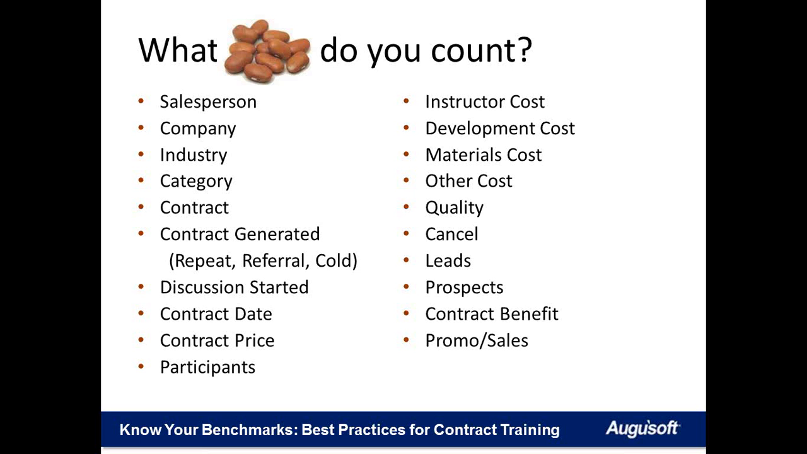When the contract actually started, how much did you charge? How many participants were there? How much did it cost you to deliver? The quality of the delivery. Did they cancel? That gets you to your cancellation rate. And then from a marketing standpoint, your leads and prospects, the contract's actual benefit, and what kind of dollars am I spending on promotion and sales? Keeping track of all that information, these are the beans you need to count in order to get to those benchmarks.